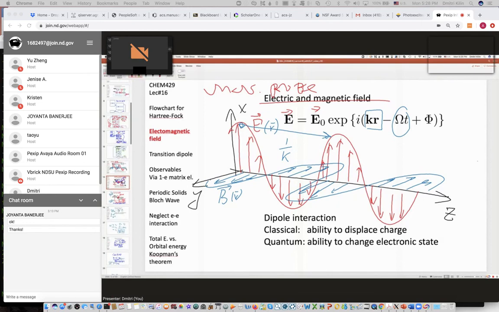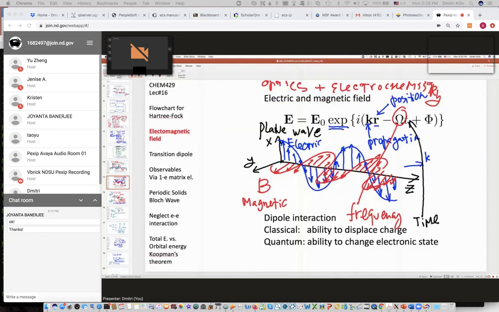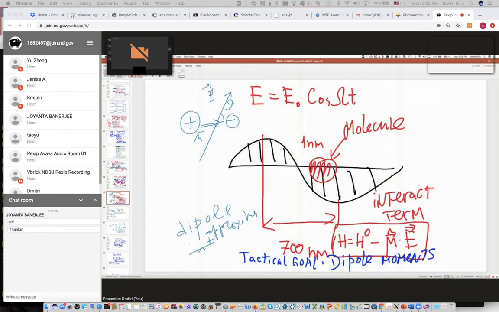I think it's a mixture of electric wave and magnetic wave. Right? Yes, yes. So what is an electric field?